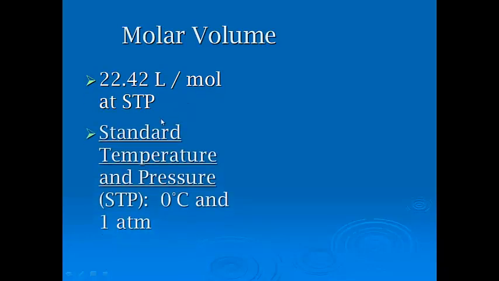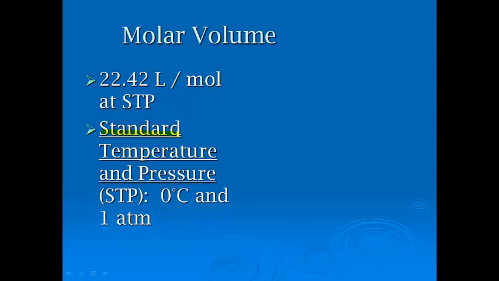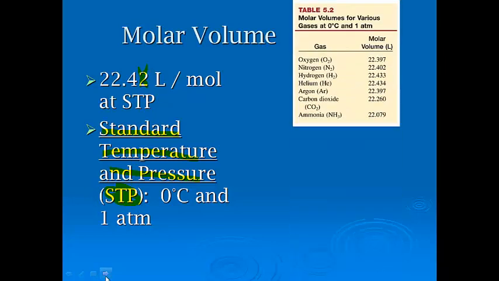Now, here's one of those ways. If something is at standard temperature and pressure, which is 0 degrees Celsius and 1 atm, there's automatically 22.42 liters per mole. Again, some sources will show 22.4. Either one is fine. That's why you get plus or minus sig figs on your final answer.